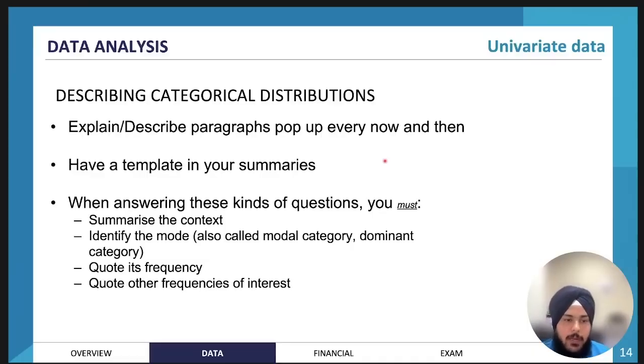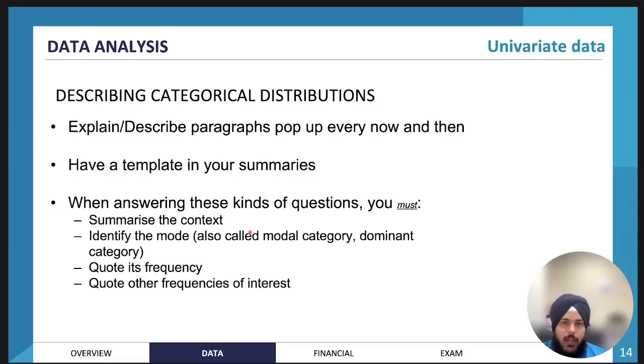So I would personally recommend having a structure already pre-prepared in your data book, your summary book, and just having that with you in the exam, and leaving blanks for certain values. But generally the overall structure is, first of all, summarizing the context.